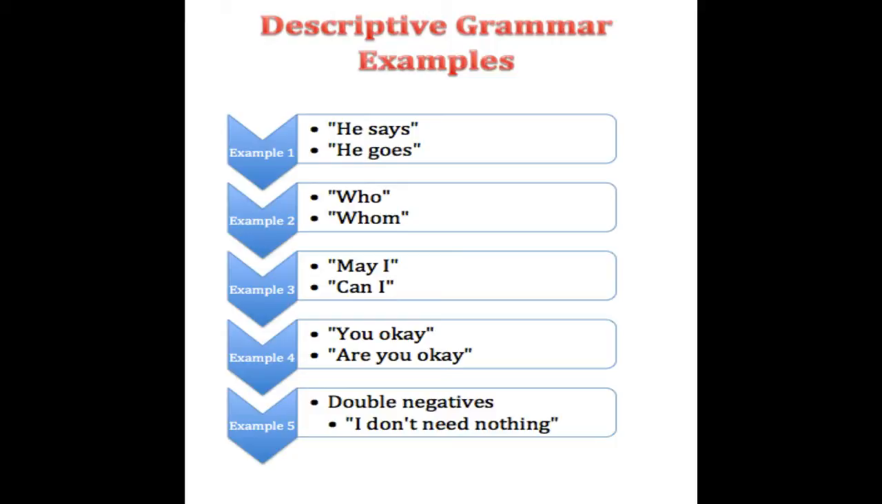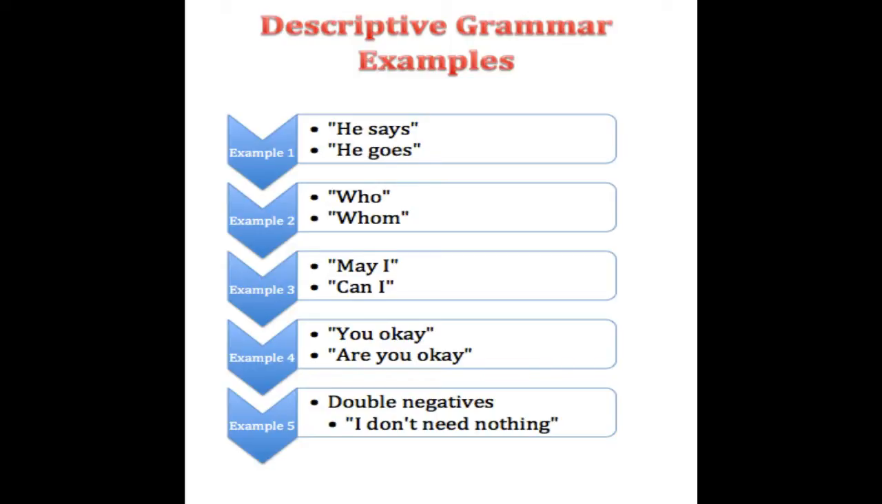Example 3, may I and can I. I'm sure everyone has been caught doing this before. The correct way to ask to do something is by saying, may I, but we all know that we always say, can I instead. Growing up in school, this would happen every time you would ask to go to the restroom. You would say something like, "Teacher, can I go to the bathroom?" And they would always respond by saying, "I don't know, can you?" and make you re-say it using may I.